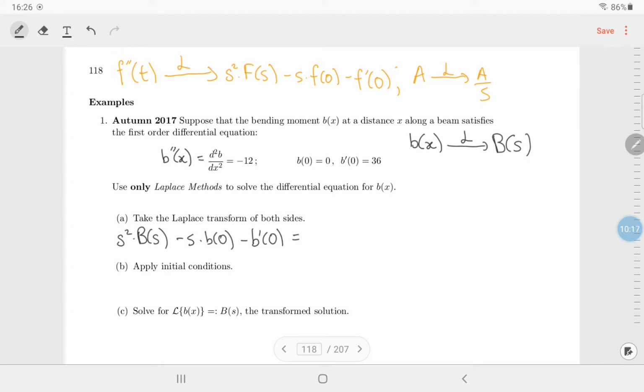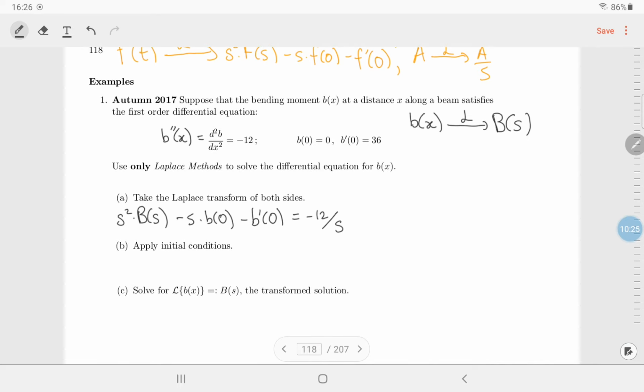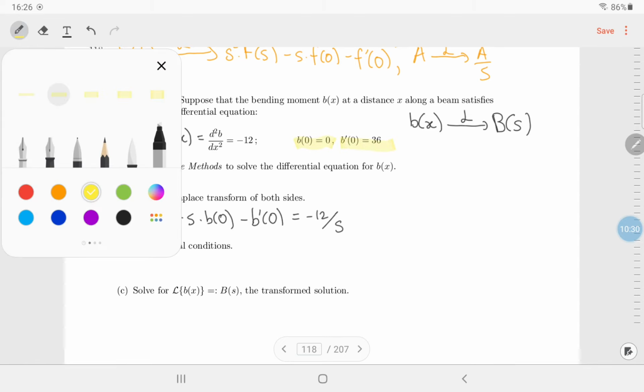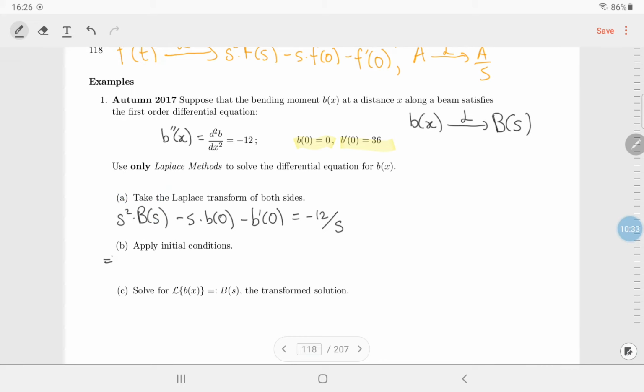Equal to, what's minus 12 sent to, using the thing in the top right hand corner, minus 12 over s. So that's step 1. Step 2 is apply the initial conditions. B of 0 is 0, b dashed of 0 is 36. So we get s squared times big B of s minus s times b of 0, s times 0 is 0, minus 36 is b dashed of 0 equal to minus 12 divided by s. That's the first 2 steps. Now our job is to solve for big B of s.